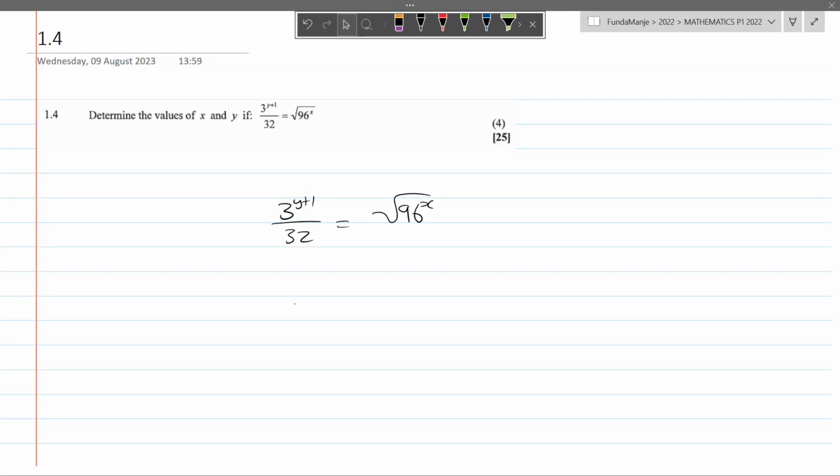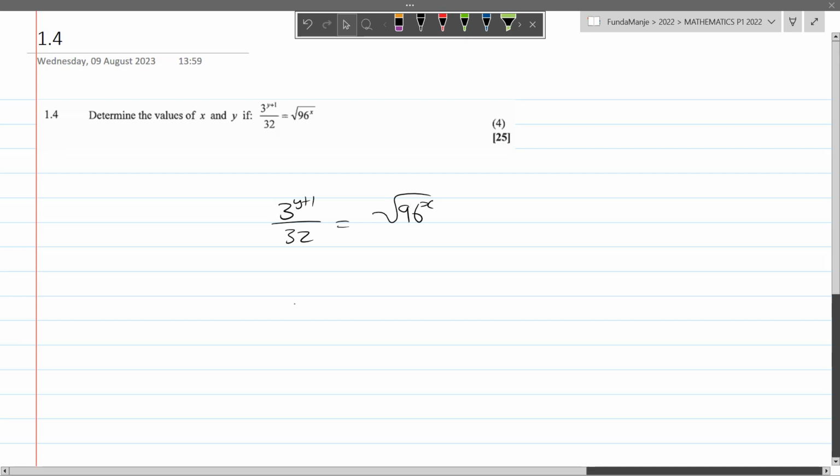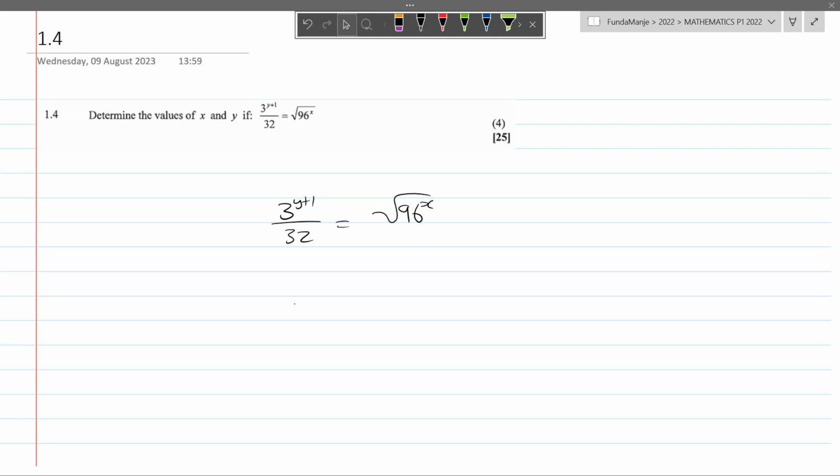Okay, so here we have 1.4 that says determine the values of x and y if 3 to the power of y plus 1 over 32 is equal to 90, or the root of 96 to the power of x. So this is quite a peculiar problem since we have two unknown variables and only one equation.